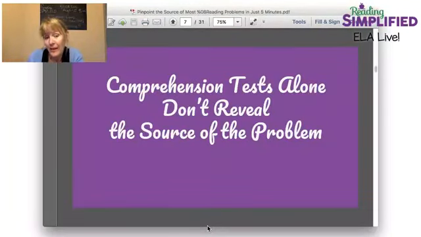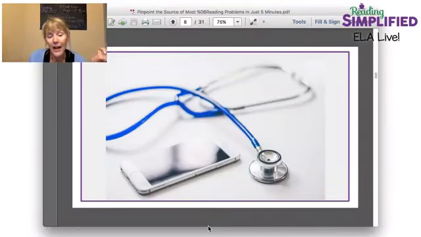But if you just have access to a comprehension test, you probably don't have an answer as to what the student's problems are or what students' problems are. You know where they fall as compared to other readers on reading overall, but you don't know the specifics about their needs. So you are kind of flying blind.